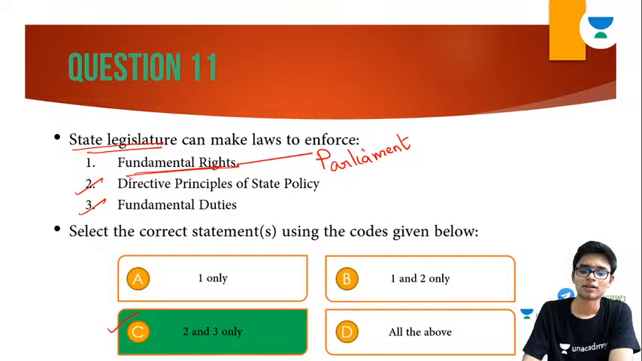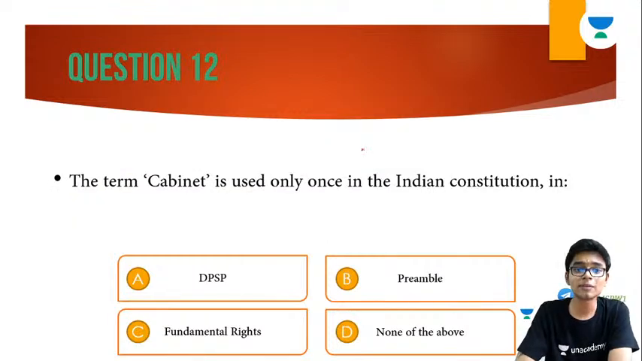Okay. Question number 12. The term cabinet is only used once in Indian constitution. Where can we see this? Option A, directive principles of state policy. Option B, preamble. Option C, fundamental rights. Option D, none of the above.